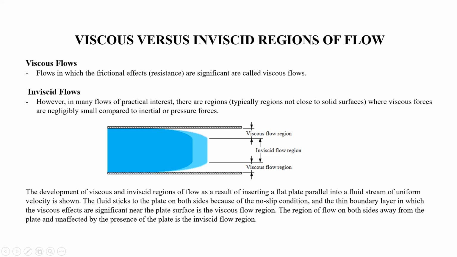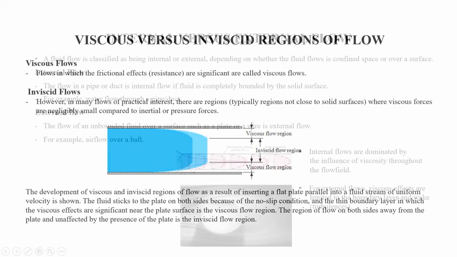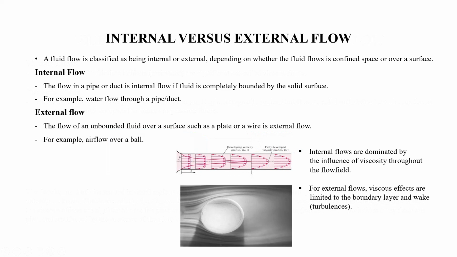The development of viscous and inviscid regions of flow is shown as a result of inserting a flat plate parallel into a fluid stream of uniform velocity. The fluid sticks to the plate on both sides because of the no-slip condition, and the thin boundary layer near the plate surface, in which the viscous effects are significant, is the viscous flow region. The region on both sides away from the plate, unaffected by the presence of the plate, is the inviscid flow region.